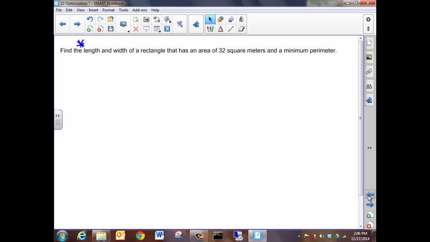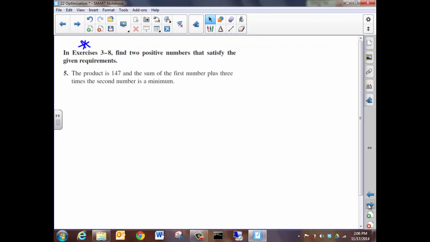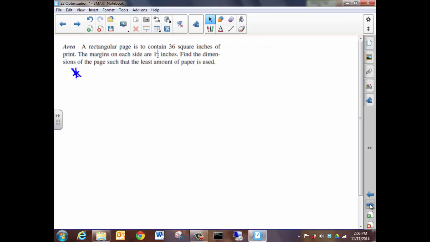Find the length and width of a rectangle. Product is 147. 36 square inches of print. Okay? Now you have something to do.